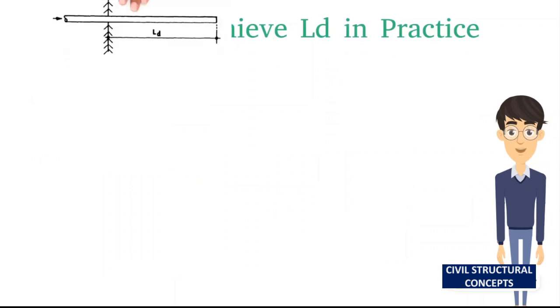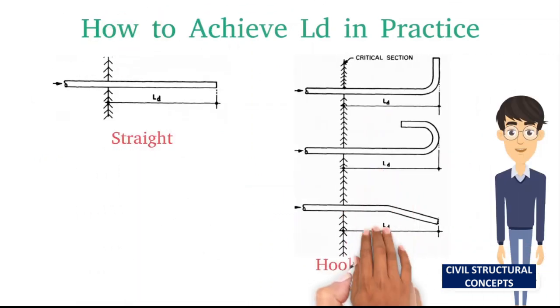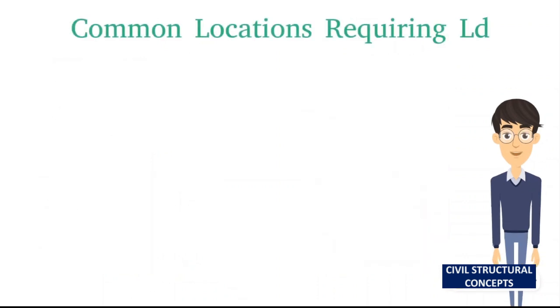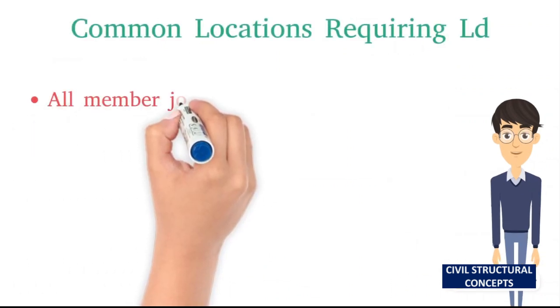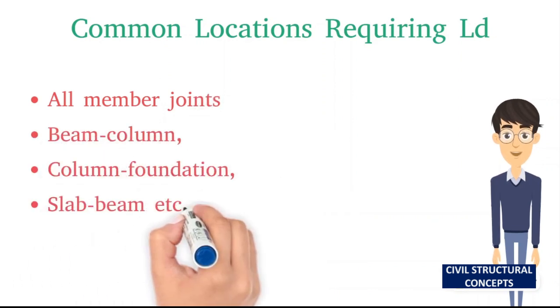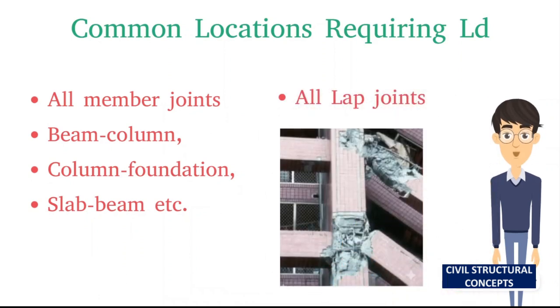In design, the required LD can be achieved using 1. Straight embedment length, 2. Hooks or bends, and 3. Anchorage in adjoining members like columns or slabs. You must check for sufficient development length at all member joints such as beam column, column foundation, slab beam, etc. and at all lap joints. If the bar is cut too short, it can cause bond failure or cracks.